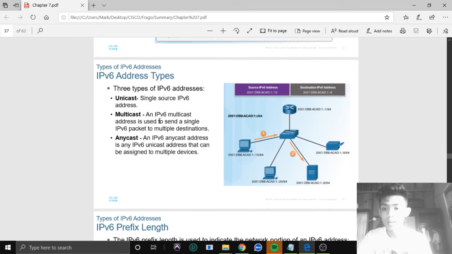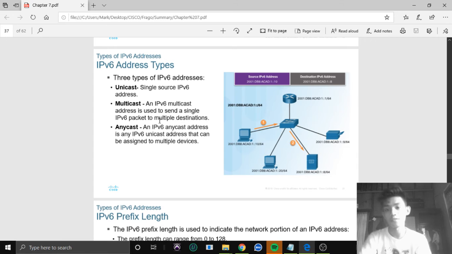So, we have the types of addresses in IPv6. There are three types of IPv6 addresses: unicast, multicast, and anycast. Unicast is a single source IPv6 address. An IPv6 multicast address is used to send a single IPv6 packet to multiple destinations. An IPv6 anycast address is any IPv6 unicast address that can be assigned to multiple devices.